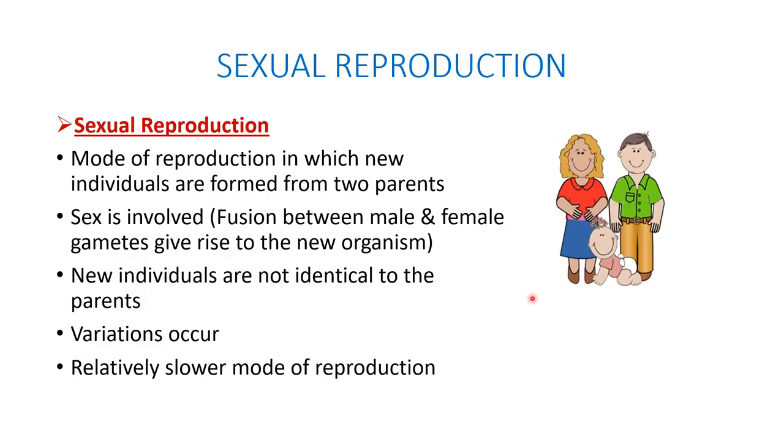A few important points are, the two parents, that is male and female, that is two sexes, are important for sexual reproduction, right? Then we can see the variation that occurs in sexual reproduction. You see the newborn baby is not exactly like its parents, right? And what is the other thing which is important in sexual reproduction? This reproduction is a relatively slower mode of reproduction, right? So this is a little limitation of sexual reproduction.